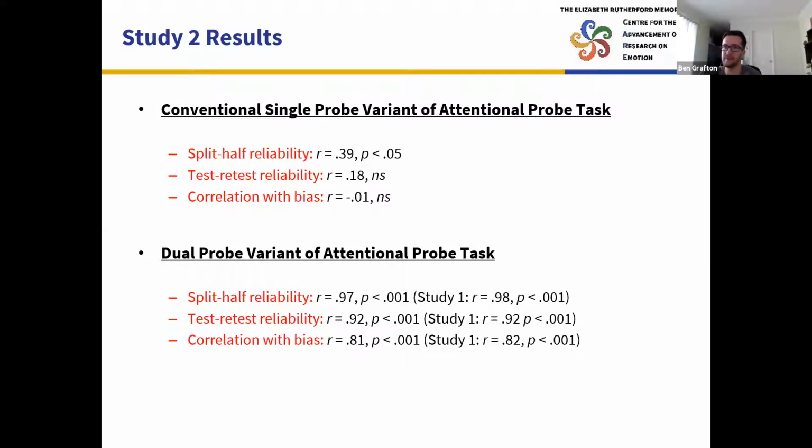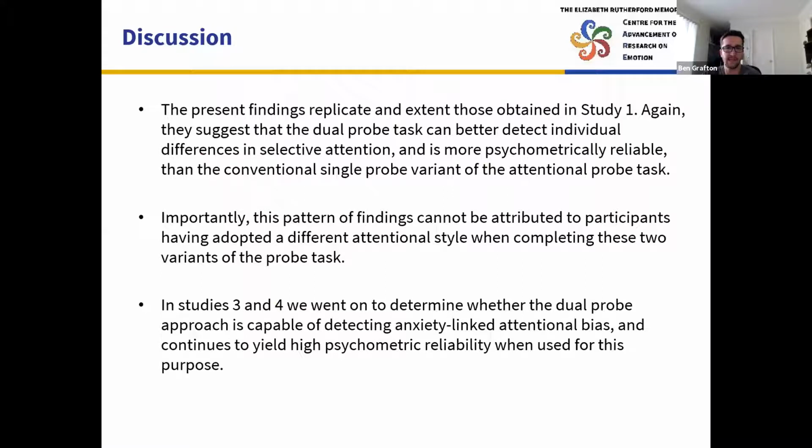So the takeaway from these studies was that again, we're getting findings that suggest that the dual probe task can better pick up a known distribution of attentional selectivity, and it can do that in a highly psychometrically reliable manner. So then the challenge that we took on in studies 3 and 4 was to say, okay, now that we know this is better, more psychometrically reliable, can we design it in a way that's going to pick up anxiety-linked attentional bias?